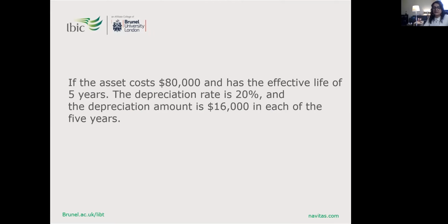So we have another example here that you can go through yourself later on. If the asset costs $80,000 and has an effective life of 5 years, the depreciation rate is 20%. Those are all the assumptions given in the problem. And then the depreciation amount is 16,000 in each of the 5 years.